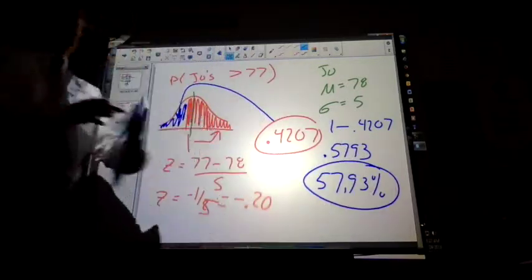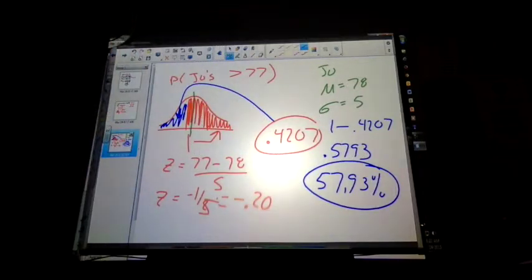So if we wanted to know how often Joe's score is going to be above a score of 77, it's going to be above that 57.93% of the time. Okay? If I'm going to find Charles' score less than 72, we're still going to do a z-score and find the area. Being that we want less than 72, we just want to find the area to the left, which means I can look at the table in the back of the book. So that should be pretty easy to find.